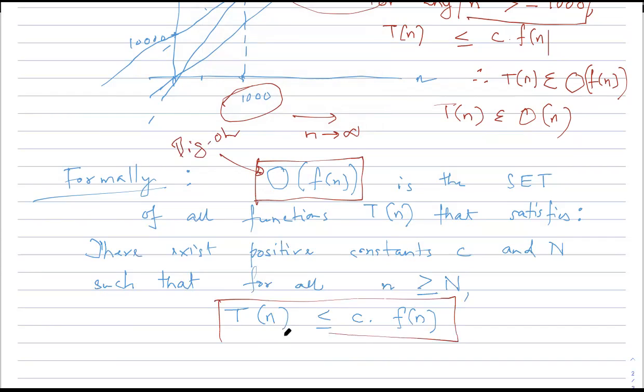So here in the above example, you saw that this N was 1000, right? And C was 20.